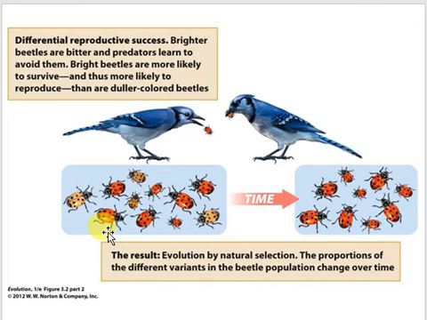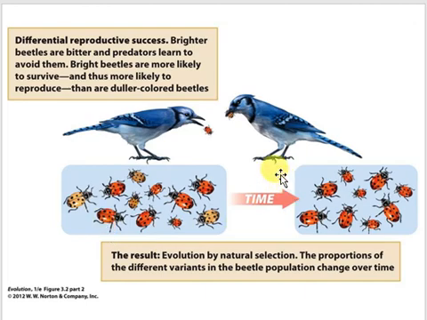So with the third condition, differential reproductive success, this pertains to how individuals with certain traits are more successful than others at surviving or reproducing in their environment. And that's because of certain selective pressures. One of those variants may be better suited for the environment.